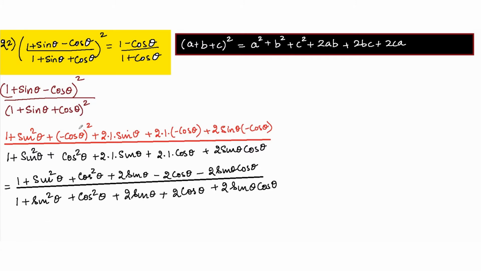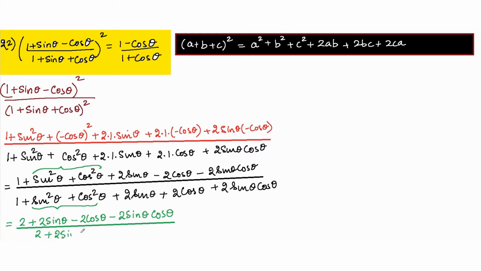Okay, so now in the numerator and denominator, both places, I notice a sin square plus cos square, which is 1. So 1 plus 1 becomes 2. So 2 plus 2 sin theta minus 2 cos theta minus 2 sin theta cos theta, the whole divided by, again I have sin square plus cos square is 1 in the denominator, 1 plus 1 is 2. So 2 plus 2 sin theta plus 2 cos theta plus 2 sin theta cos theta.